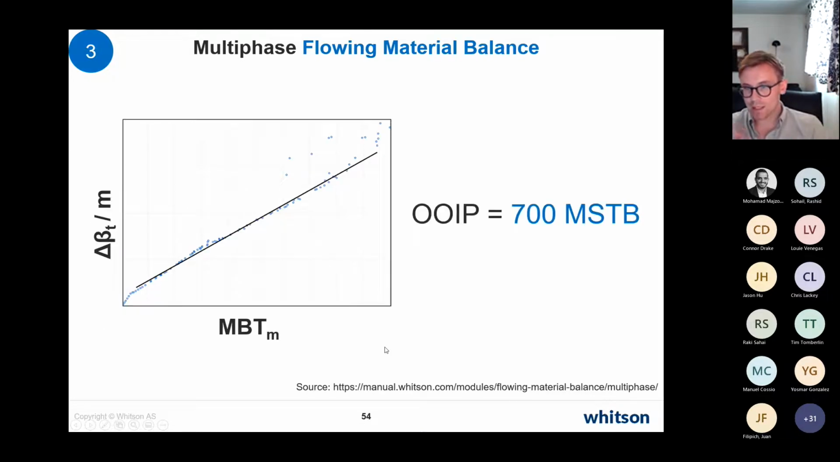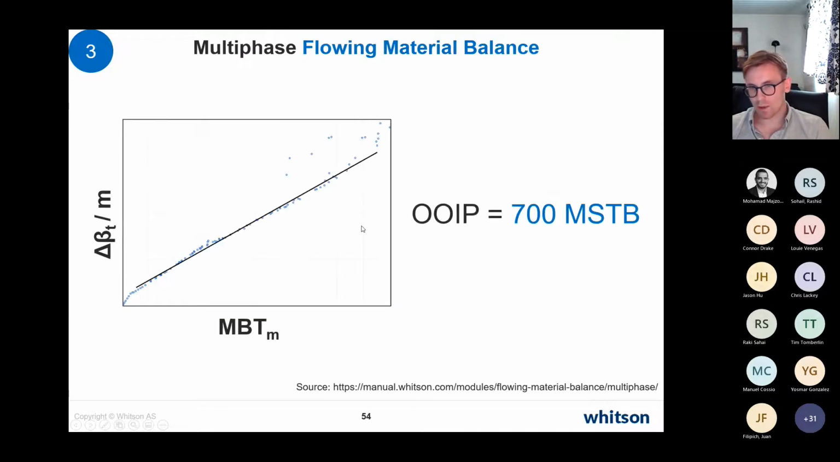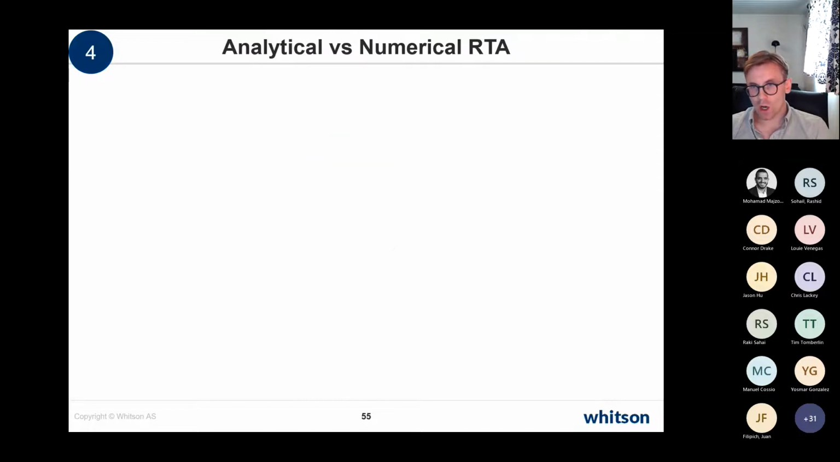Step number 3, that's the course we're going to work with in mid-August, which is the multi-phase flow material balance course. That will have an oil in place of around 700 MSTB, and we'll not spend much time on it. You can run it just to see that that's what it is in this case, and you can compare it to some of the values we're getting in our numerical RTA.